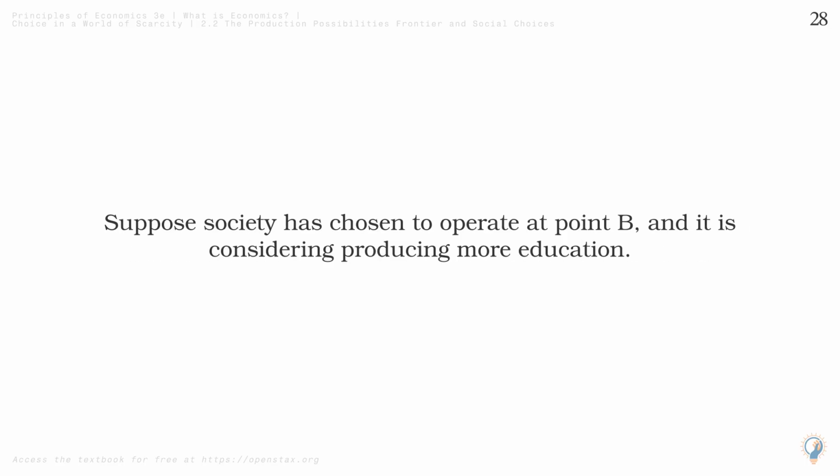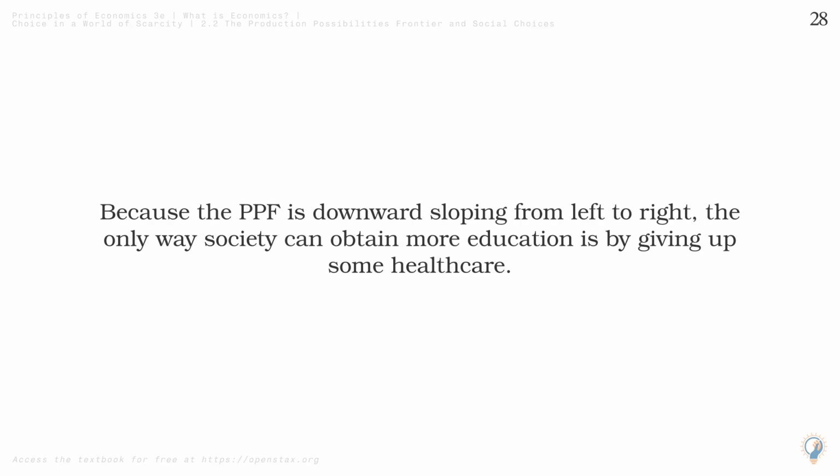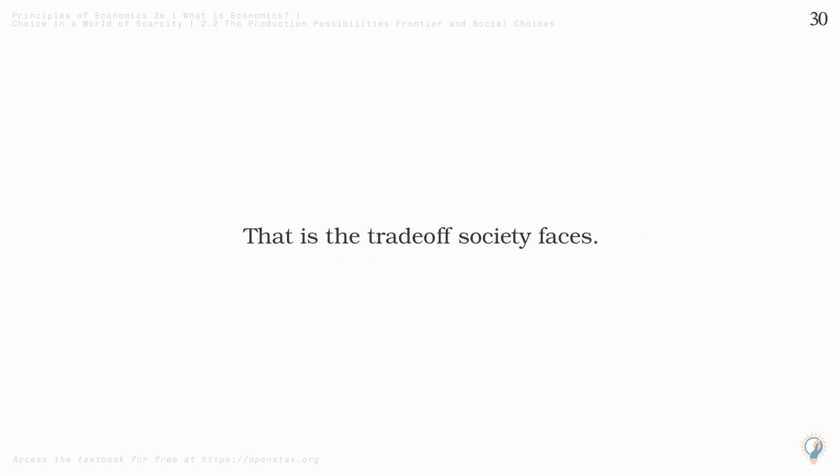Suppose society has chosen to operate at point B, and it is considering producing more education. Because the PPF is downward sloping from left to right, the only way society can obtain more education is by giving up some healthcare. That is the trade-off society faces.